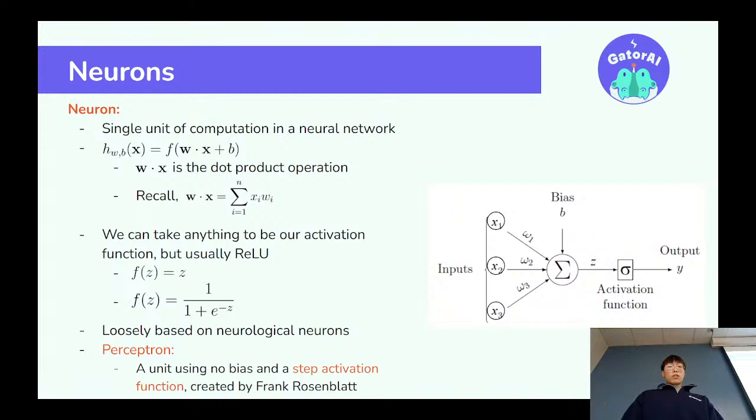All right, so let's talk about neurons now. We said it's a single unit of computation in a neural network, and we're going to define the output of the neuron to be h of w,b, given the input x, and essentially it is the dot product operation, and we add the bias. After that, we use our activation function, which you can see here, and the activation function essentially takes the summation of all the previous outputs from the previous layer, and it produces a single output y. You can see in the graph here how that works.